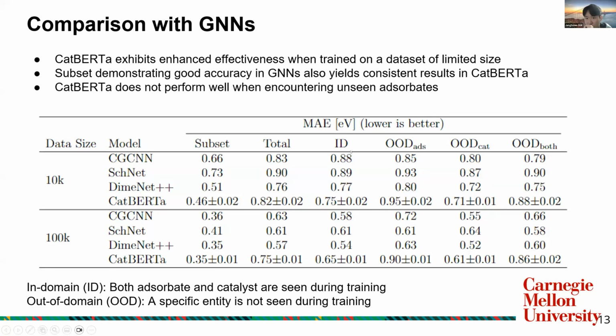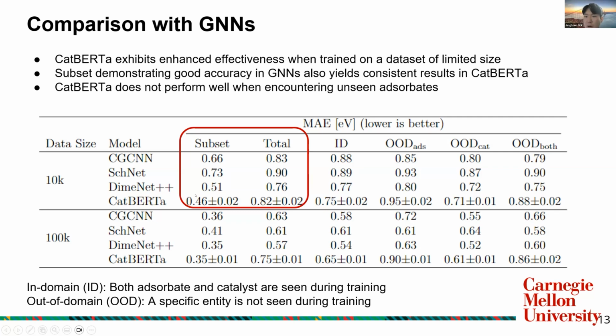And in-domain means the systems in the validation set where both the adsorbate and catalyst are seen during the training. While out-of-domain represents systems where there is a specific entity which is not seen during the training. For example, out-of-domain adsorbate, like this, means systems in this domain contain adsorbates which are not seen during the training. So yeah, let's focus on the 10K case first.